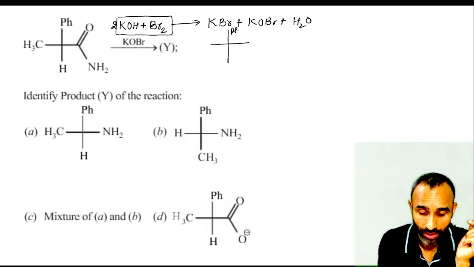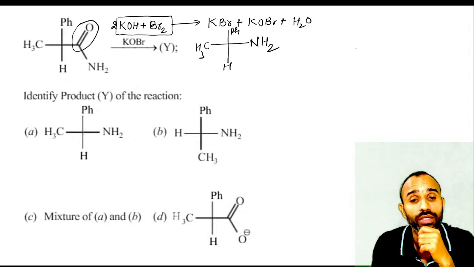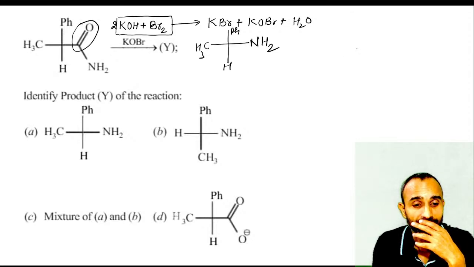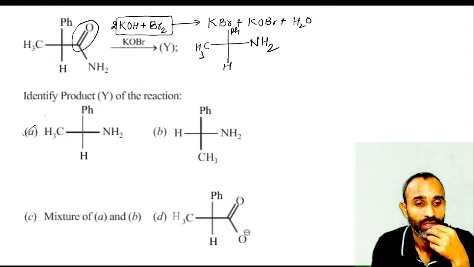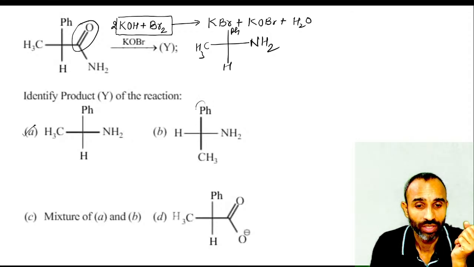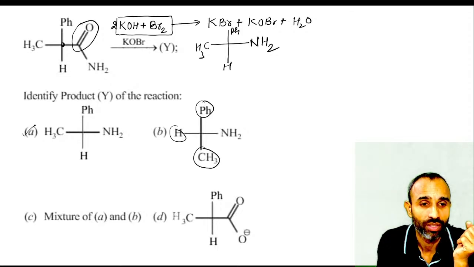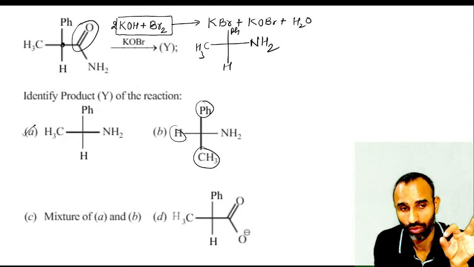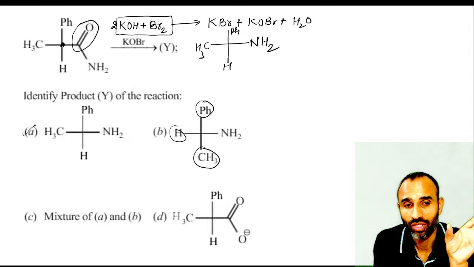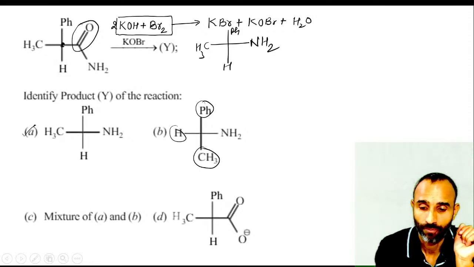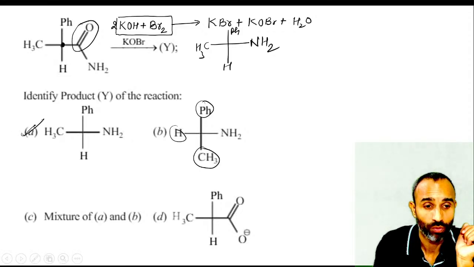So you know Ph, CH3, it is now NH2, the CO is removed. I think there is no confusion now. See here Ph, CHCH3, but we are not touching this carbon, so its configuration remains as such. Okay. So A option is correct.